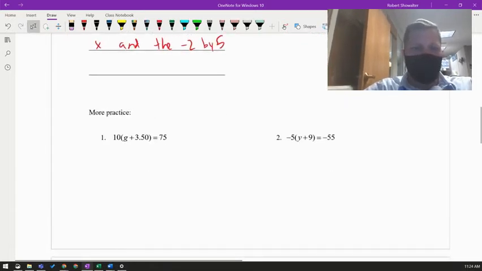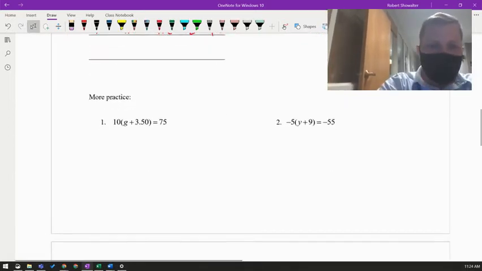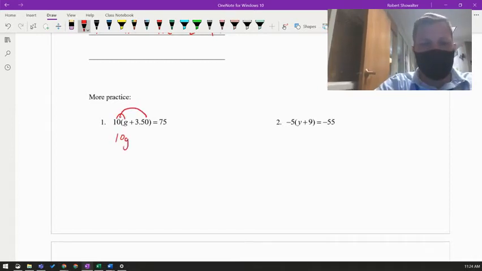All right, when we take a look at here, some more practice, we get 10 times g, which would be 10g. 10 times 3.5, which is like moving the decimal one, so it's plus 35, and then equals 75. Keep going. We have 10 times g, and we have plus 35.